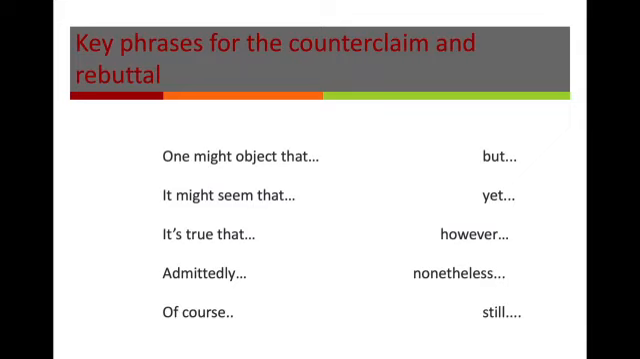So when you start writing, how do I go about starting to create these paragraphs? How do I go about starting to give them my evidence? Usually you're looking for key phrases, especially in the counterclaim and the rebuttals. So maybe you want to say one might object that, or it might seem that, or it's true that. So there's lots of key phrases where you can start off by talking about the points, and then you can come in on the right-hand side with the other words like but, yet, however, and refute or make your counterclaim.